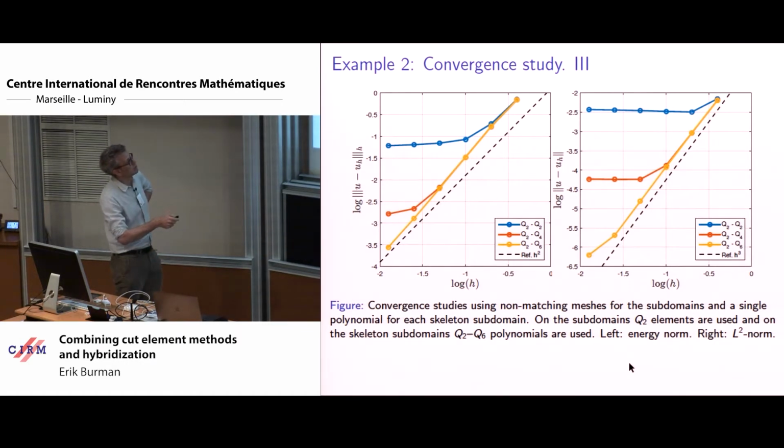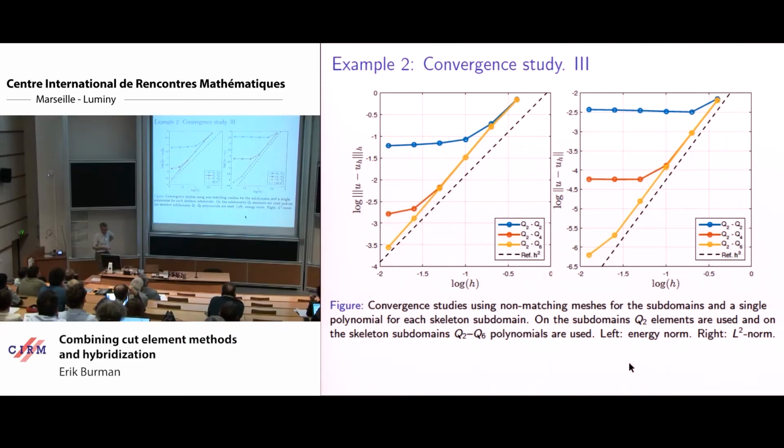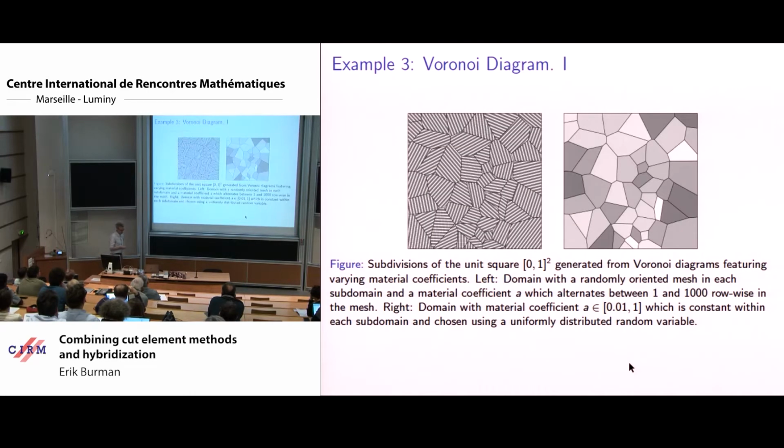And here you see the L2 norm. But of course, as long as the skeleton error doesn't dominate, we get the expected convergence order. So what about these more advanced multiscale properties that I thought that we wanted to explore.